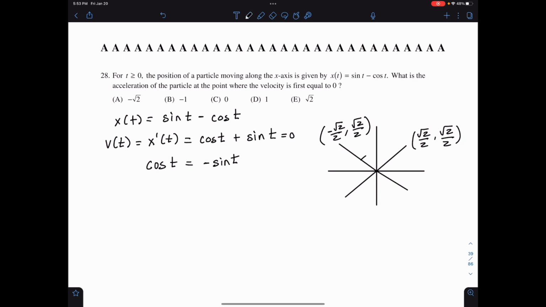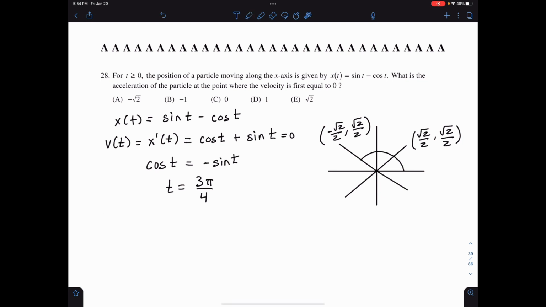we just need to figure out what this is in terms of radians or pi. So I know that this occurs at pi over 4, which is the 45 degrees. And so in the next quadrant, that's pi minus pi over 4, which is 3 pi over 4. So t equals 3 pi over 4. That's the first value of t that has a velocity that's equal to 0. Okay. And now the question was really asking, what is the acceleration at that point?